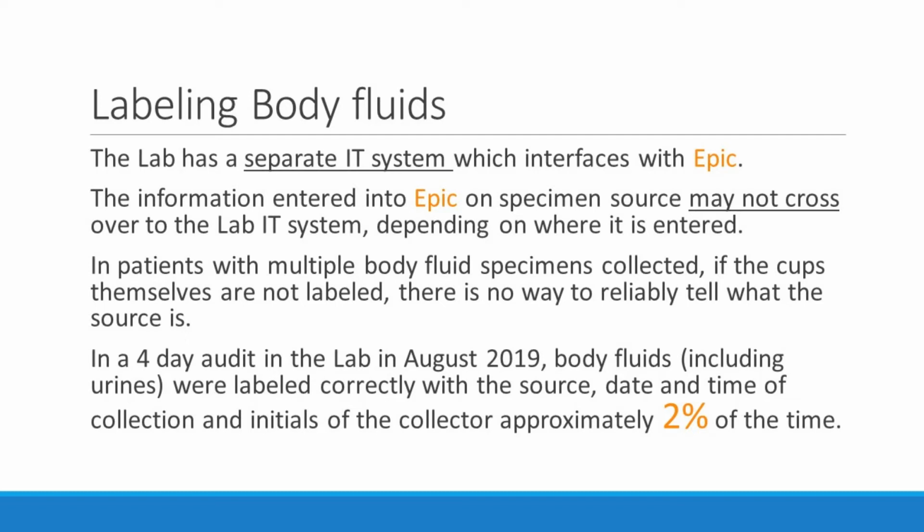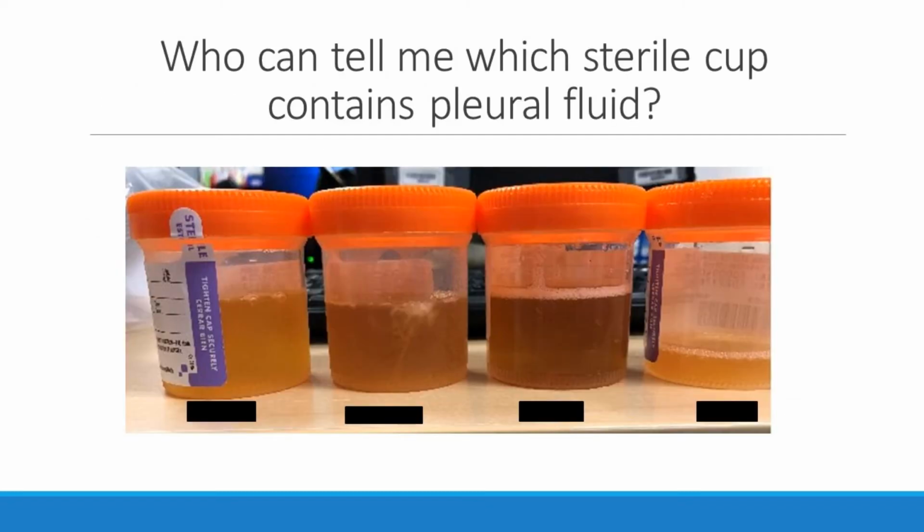We did a 4-day audit in August, and the body fluids were only labeled correctly 2% of the time. So here's an example of 4 different fluids. I usually ask during the presentation if anyone can tell me which one contains pleural fluid. They all look very similar. So number 1 is pleural fluid, number 2 is peritoneal, number 3 is urine, and number 4 is synovial. And as you can tell, they all look very, very similar.